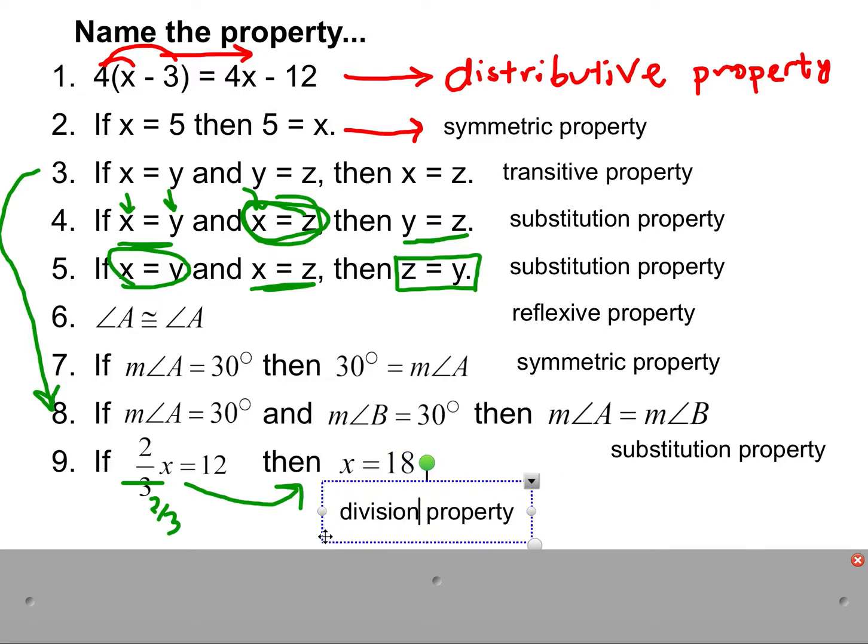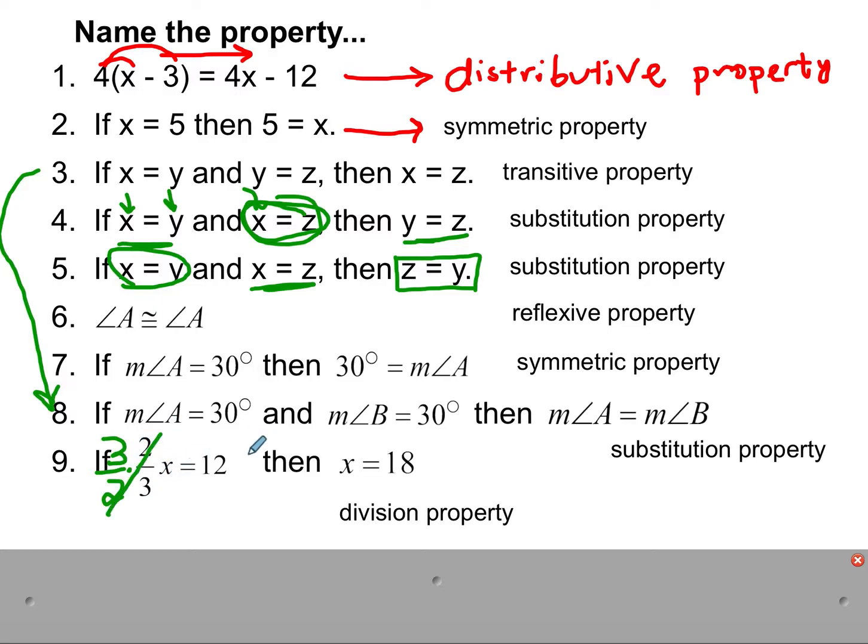Now, I also want to show you, however, that you could have used multiplication to do this, right? And some of you have learned to do this, and that's fine if you prefer to do it this way. Some of you know that, okay, if I want to get this x by itself, all I need to do is multiply it by the reciprocal of whatever fraction that is, and that'll end up being 1, and then I'll have x, and then I'll need to multiply this side times 3/2. And if you multiply 12 times 3/2, you get 18. So you could also use multiplication to do this. So I just wanted to point that out to you. This also could be the multiplication property.